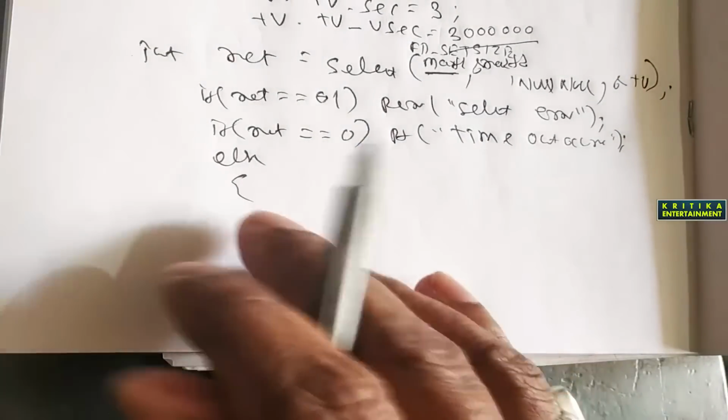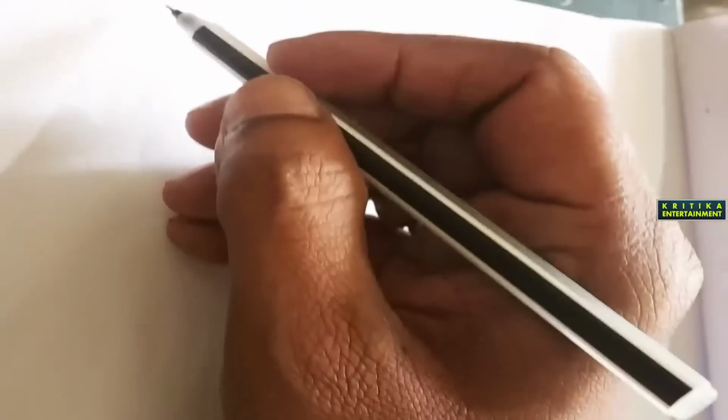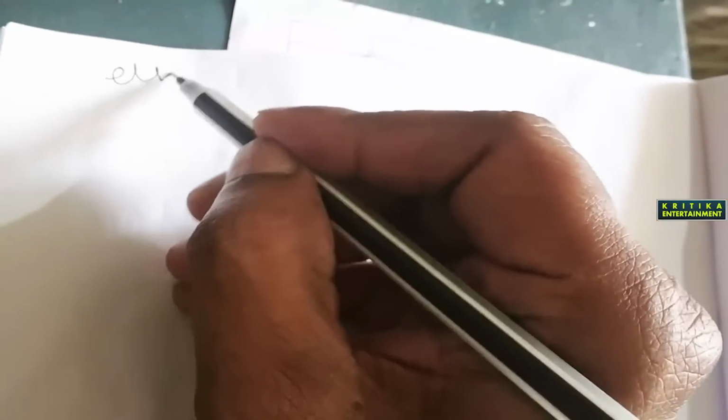What will we write here? I'll go to the next page. What will be written here? Now it will be written in the else part. It will be a big else part. You can write here also.